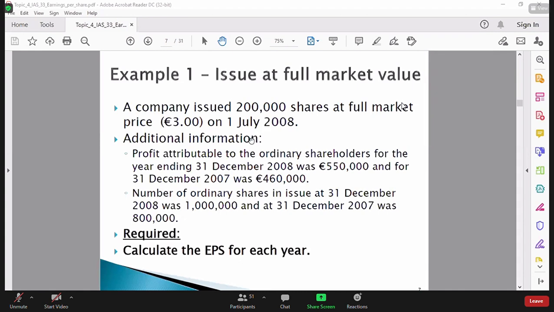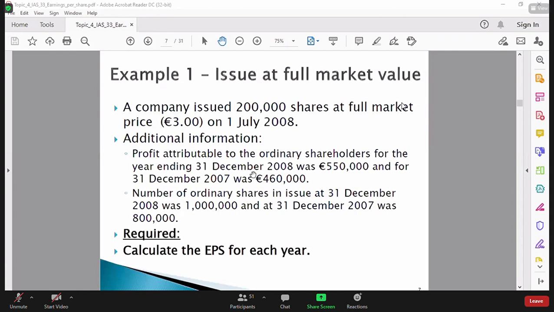Now, additional information: profit attributable to the ordinary shareholder for the year ending 31st December 2008. We can see that 31st December 2008 is the accounting period, meaning the accounting period for the company is January to December. And we have profit at 31st December 2008 of 550,000, and also profit at 31st December 2007 of 460,000.